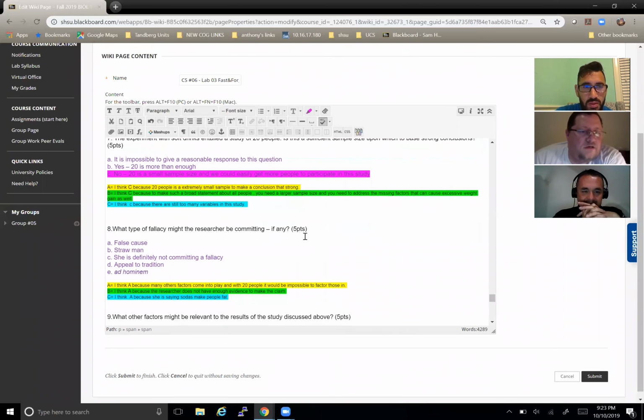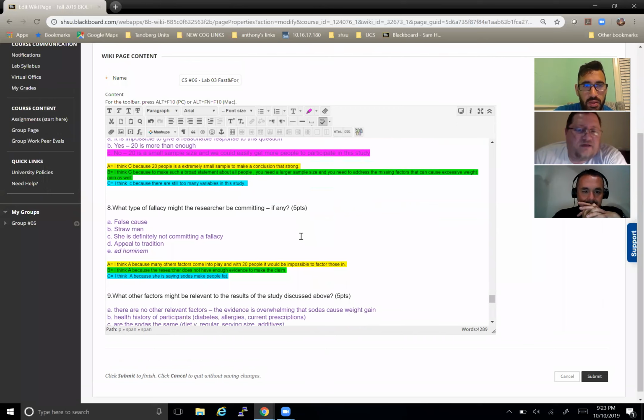No. All right, what type of fallacy might the researcher be committing, if any? We all believe it was false cause. The researcher does not have enough evidence to support the claim. Again, back up to the same question as before, 20 is not a large enough group. And you can't just say all sodas make people fat. You've got to factor in all the other variables. Good.